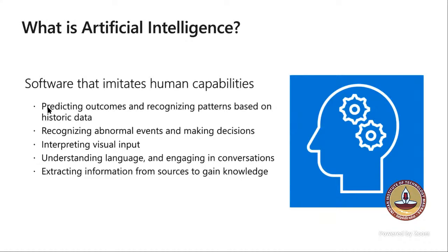Now think of predicting outcomes and recognizing patterns based on historical data. Data is given, and you have to predict what the outcome will be, right? It's a basic machine learning problem that you have solved in any Colab or something like that. Then there is recognizing abnormal events and making decisions.